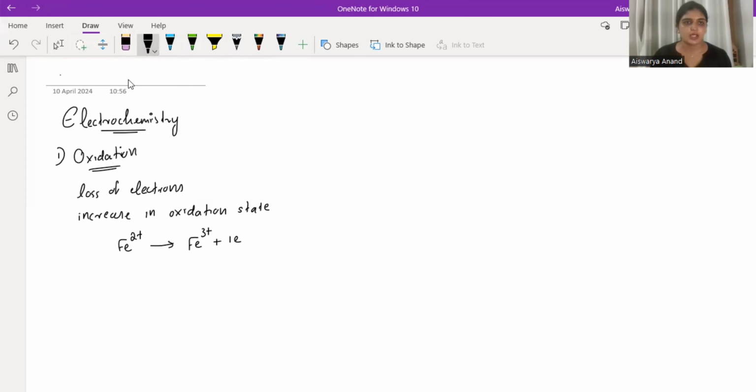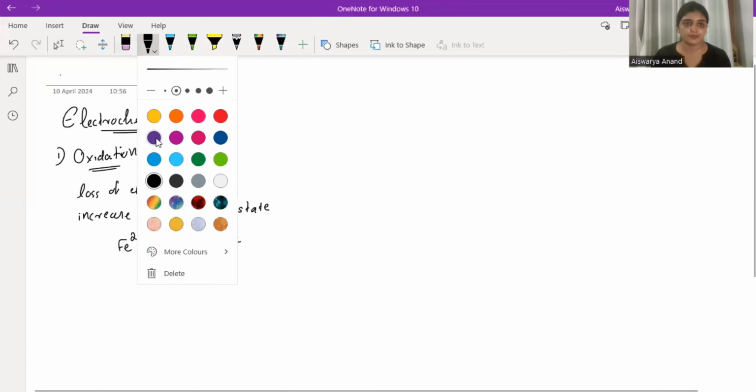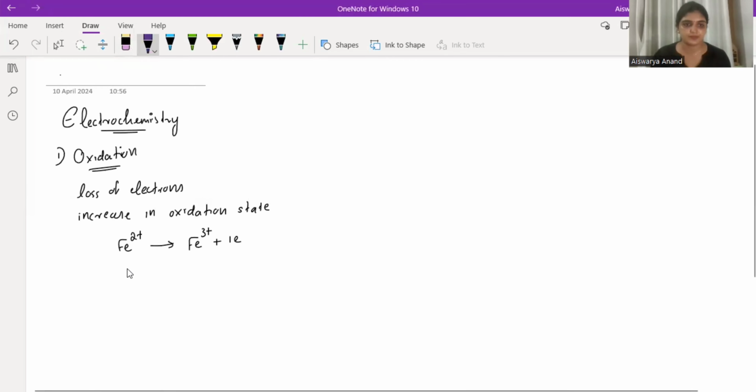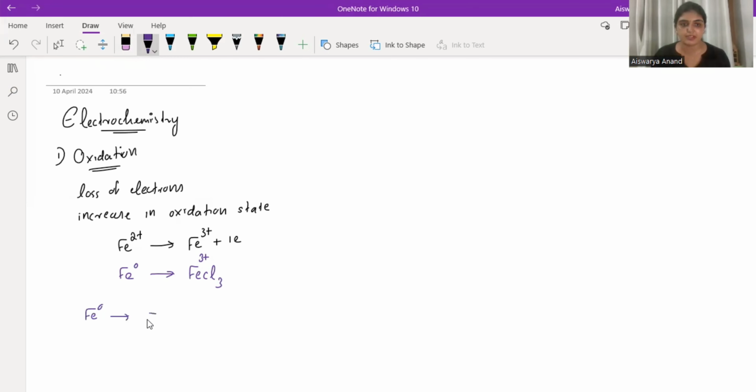Now there are different terms. We can also say oxidation is gain of a more electronegative element. For example, take Fe metal, iron, having zero oxidation state. If it becomes FeCl3, the oxidation state of Fe changes from 0 to 3+. Definitely oxidation, because Fe0 becomes Fe3+ by losing 3 electrons. So we can say it is a loss of electrons, and the oxidation number is increasing from 0 to +3.